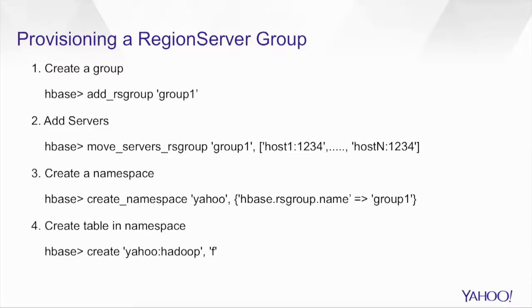By default, if servers are not members of any group, they are members of the default group. So you just look at the default group, figure out which servers you want to use, and add them to this group. After that, you tie a namespace to a group. You create a namespace, you tie it to that group, and finally, you create your table, and it becomes part of that group. And there you have it. You provision something for your user.